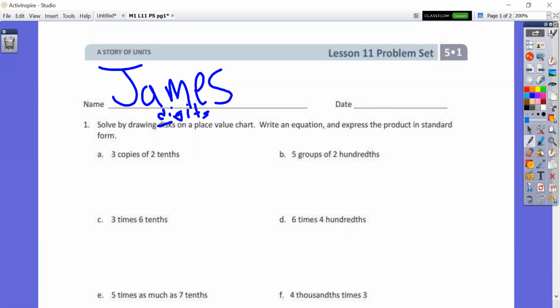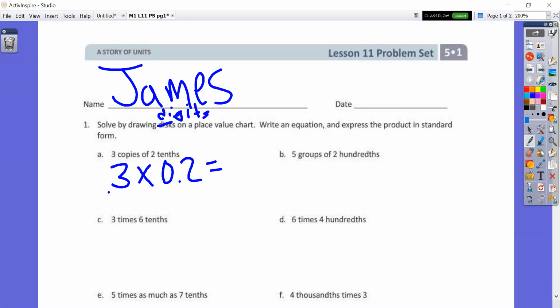Write an equation and express the product in standard form. So remember, that's just how the decimals normally look. 3 copies. Well, they're using copies or times and groups. They all mean the same thing. 3 copies of 2/10. So the expression will be 3 times 0.2. Well, what's 3 times 2? Well, 3 times 2 is always 6, but now we're talking about 2/10. So 3 times 2/10 is 6/10.